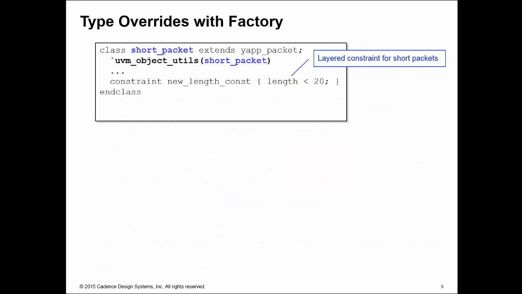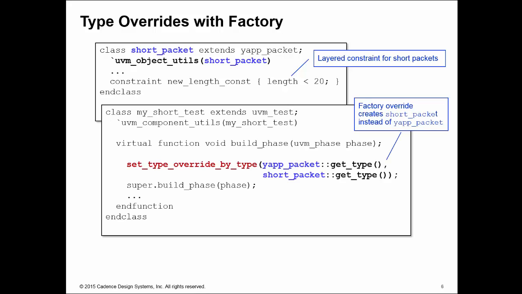Okay, so let's show you how you use the type override. So here's my short packet. I've registered it with the factory using the object utilities macro, and this has the layered constraints saying that the length has to be less than 20. So now if I want to use this short packet type in my test class or somewhere appropriate, I can just call the set type override by type method.